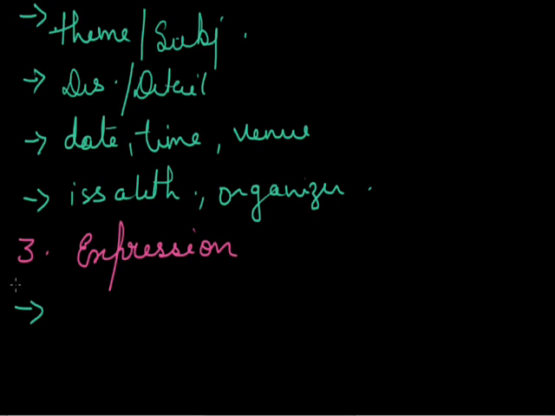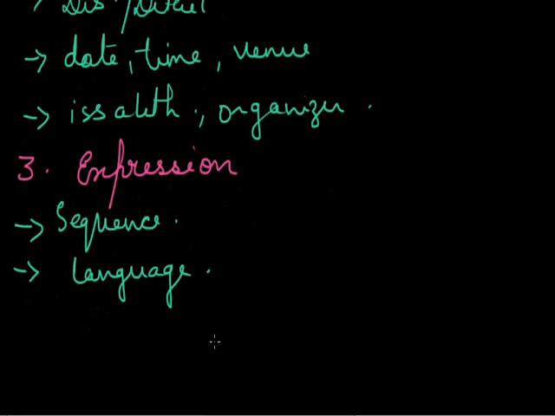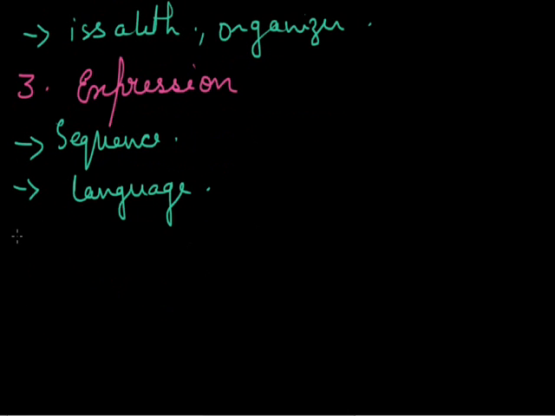Third point about a poster is the expression. Attention must be paid to organizing and sequencing the content. Always remember that whenever you are making a poster, the sequence should be maintained. Appropriate language which should be understood by the people who are reading. It should be very simple. The third is use of creativity. In creativity you can take language and you can take design.